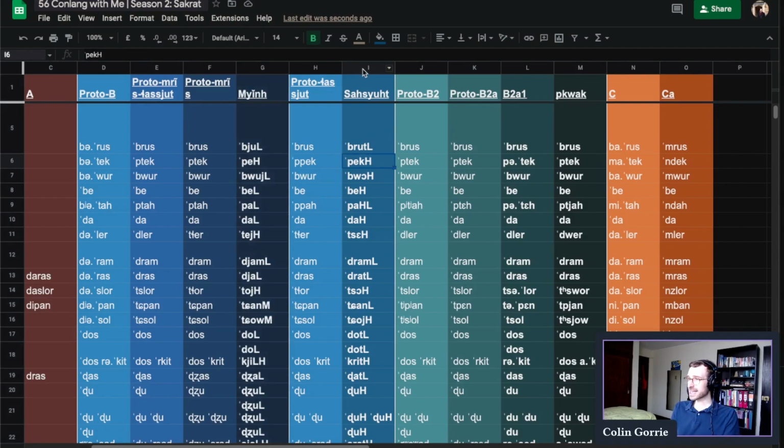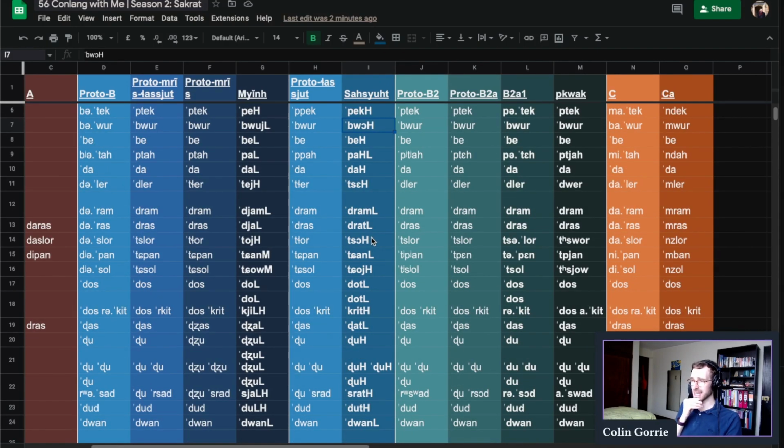Next we have Sasyut. Sasyut is another monosyllabic tonal language. It's closely related to Mi. It has fewer tonal contrasts expressed in it than Mi does, but its tone sandhi system is less extensive than Mi's.